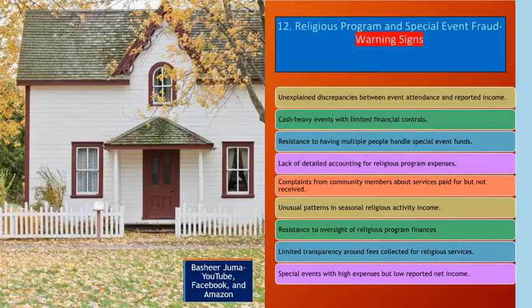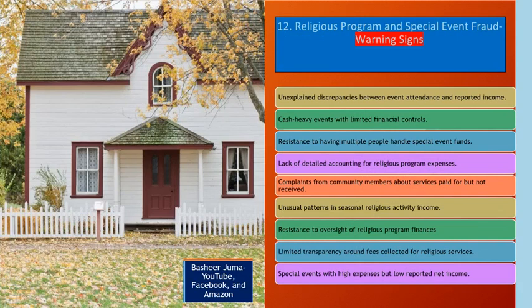Warning signs. Unexplained discrepancies between event attendance and reported income. Cash-heavy events with limited financial controls. Resistance to having multiple people handle special event funds. Lack of detailed accounting for religious program expenses. Complaints from community members about services paid for but not received.